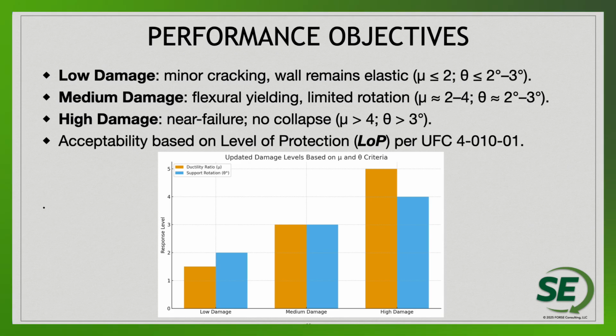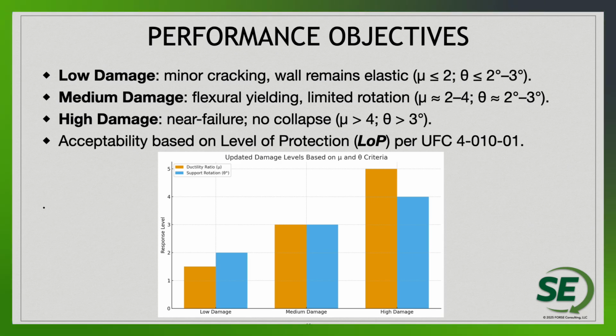So the three performance categories here are low damage, medium damage, and high damage. They come directly from the UFC framework in ASCE 59, and they define the allowable ductility ratio and support rotation for the required level of protection. So it's important to note, like I mentioned, that these limits are very broad and they are the same framework used for steel, concrete, and masonry. And the criteria here are just general performance metrics, not unique to masonry for this slide. I'm going to get more specific with that later on.